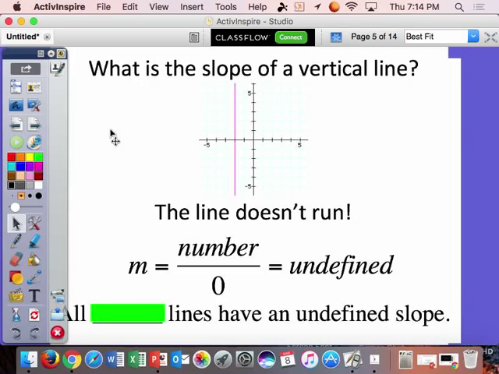Talking about vertical lines. This line does not run, meaning run left to right. Think of how you run. You don't run 90 degrees up and down. You run left to right, okay? So it doesn't run, and all vertical lines have an undefined slope. The nice thing is, this is a vertical line. Vertical line, undefined. They kind of go hand in hand.